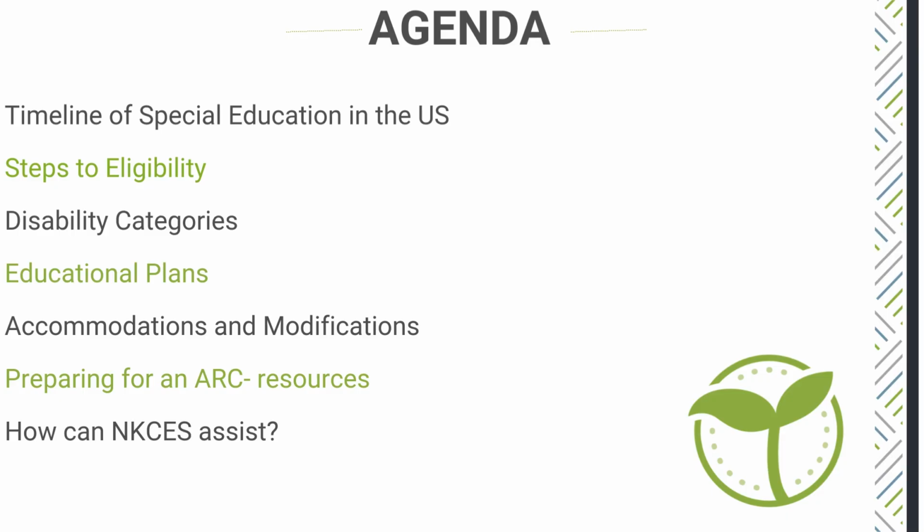In our time together today, we have a packed but essential agenda. We are going to begin by briefly looking at the timeline of special education in the U.S. to understand the why behind our current laws. Then we'll dive into the practical side: the steps to eligibility for services, the different disability categories, and the specifics of educational plans, namely IEPs and 504s. We'll spend some time detailing accommodations and modifications, a key responsibility for all general education teachers. Finally, we'll wrap up by talking about preparing for an ARC meeting and how NKCES can assist you in this crucial work.